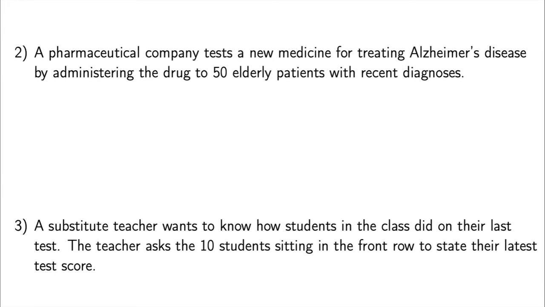Okay, next, a pharmaceutical company tests a new medicine for treating Alzheimer's disease by administering the drug to 50 elderly patients with recent diagnoses. Well, we are administering here a treatment. We're giving them something that they wouldn't normally do, taking this new medicine. And so this is an experiment because we are controlling something and then measuring an outcome.